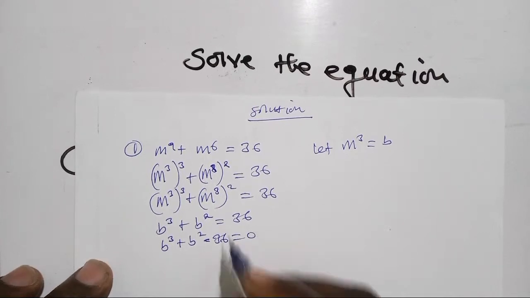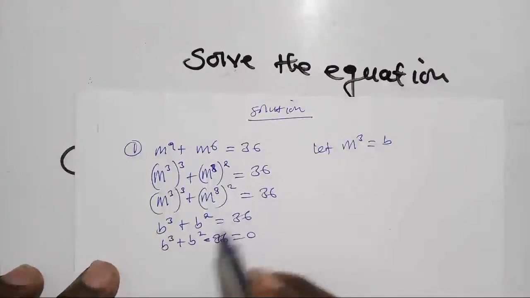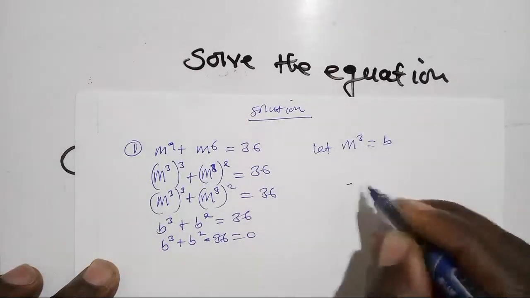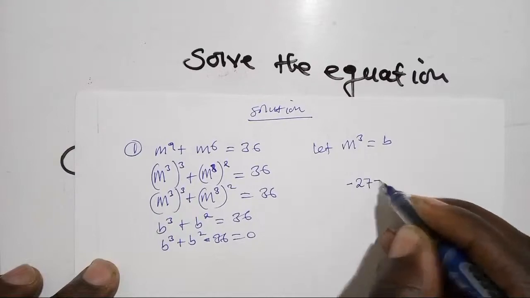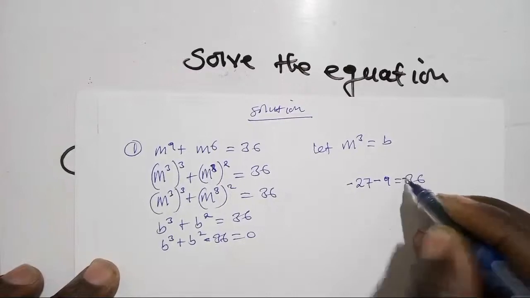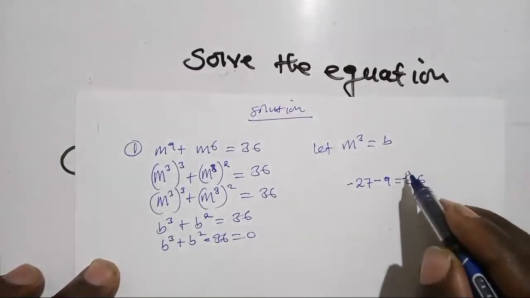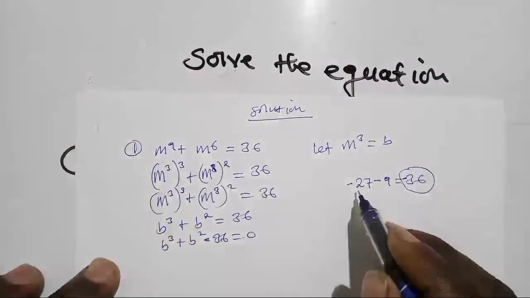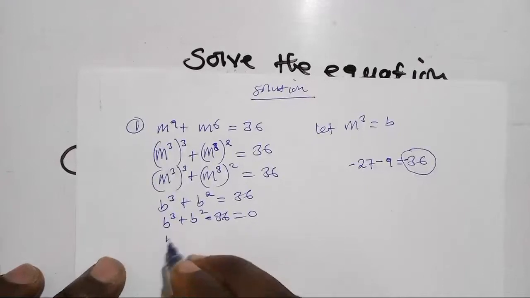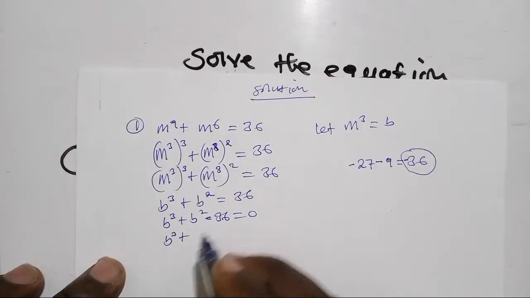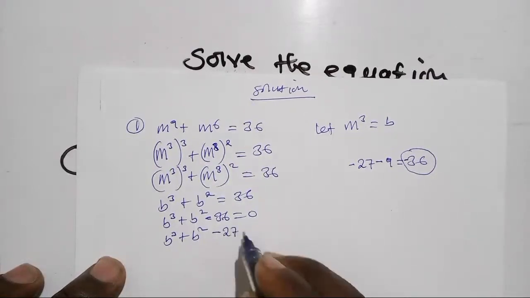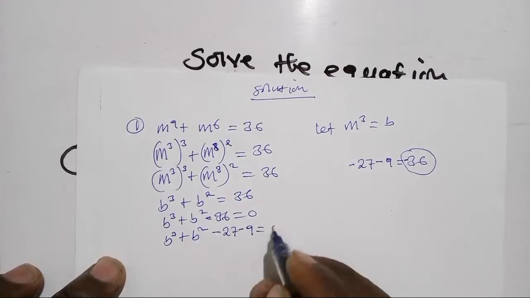Now here, 86, we can break this into two parts, in which we can see minus 27 minus 9. This one should be equals to minus 86. So where we have 86, we have to substitute with minus 27 minus 9, right? Then here we are going to have b cubed plus b squared, then minus 27 minus 9, which is equals to 0.